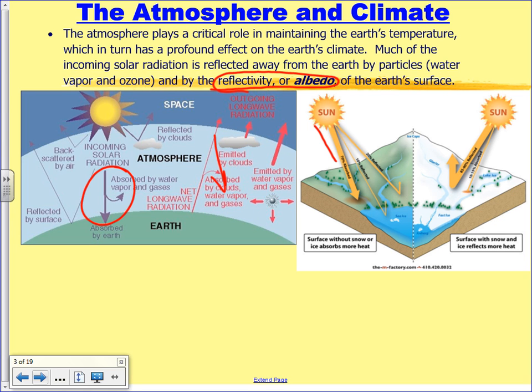In the summertime, 70% is being absorbed. In the wintertime, 85 to 90 is being reflected away. That leaves 10 to 15% being absorbed. All right, it takes a long time to get rid of that snow.